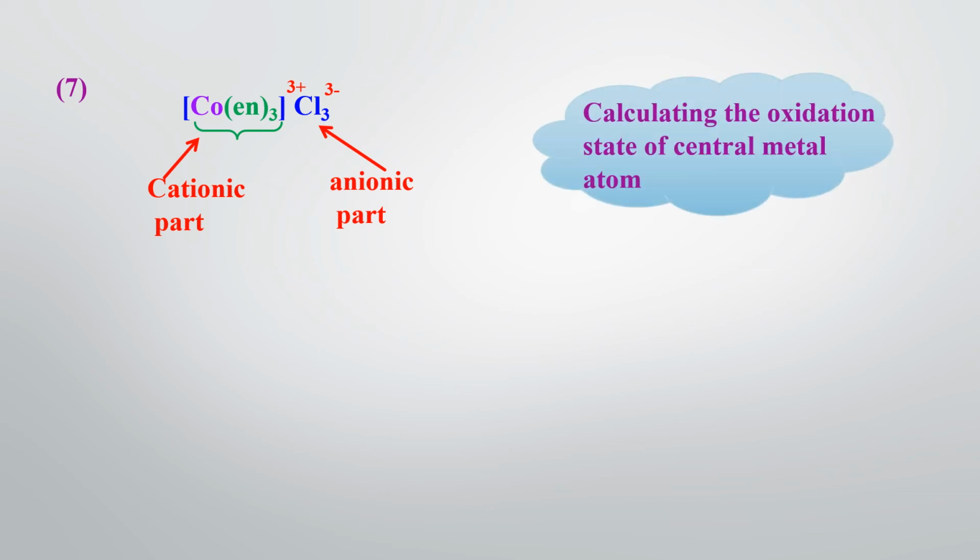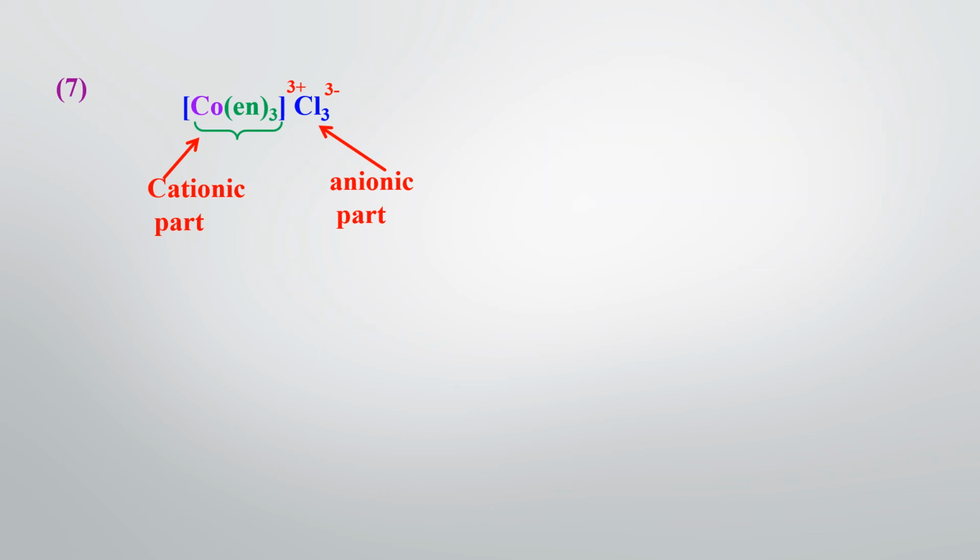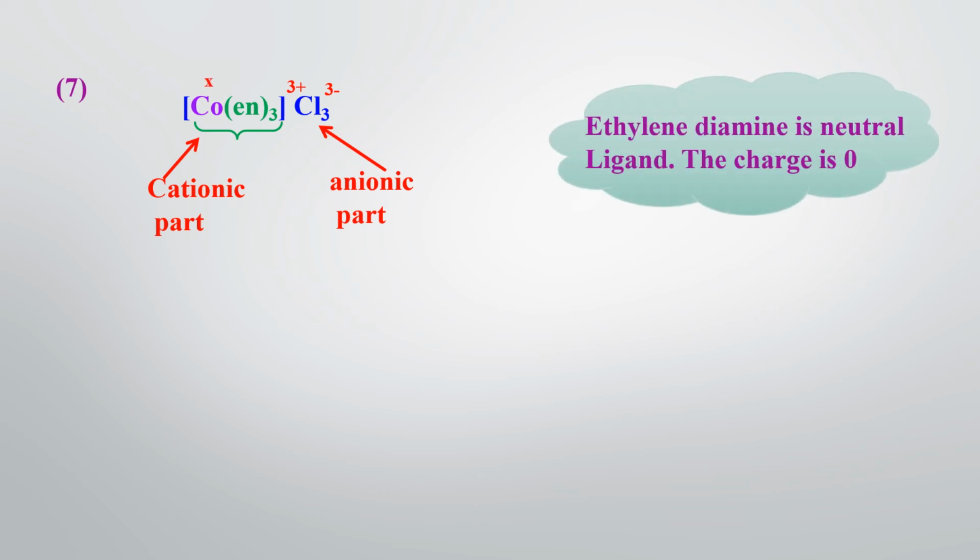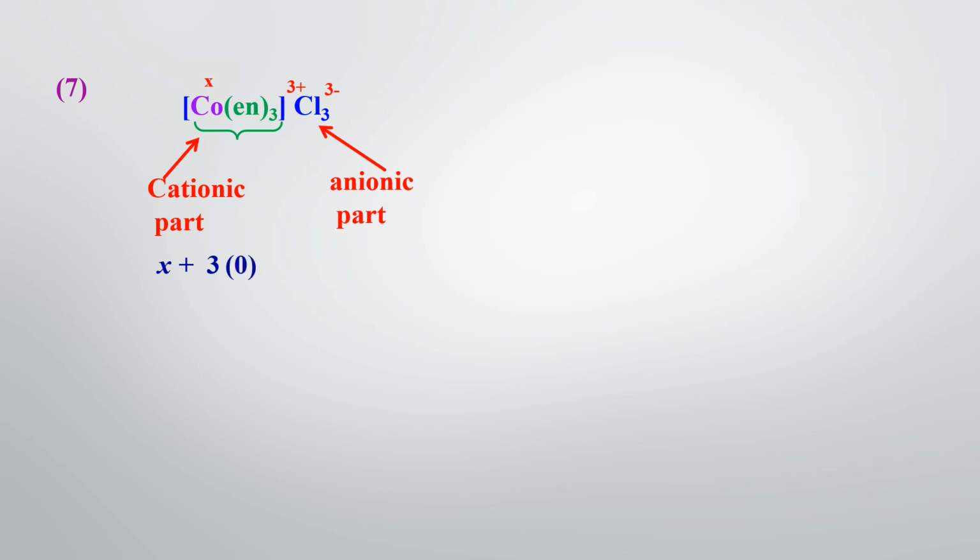So again calculate the oxidation state. Ethylene diamine has charge 0 because it is also neutral. So X plus 3 into 0 is equal to plus 3, because you have to consider the charge on this part. If you remove the counter ion, then you will get X is equal to 3. So here the cobalt oxidation state is plus 3.